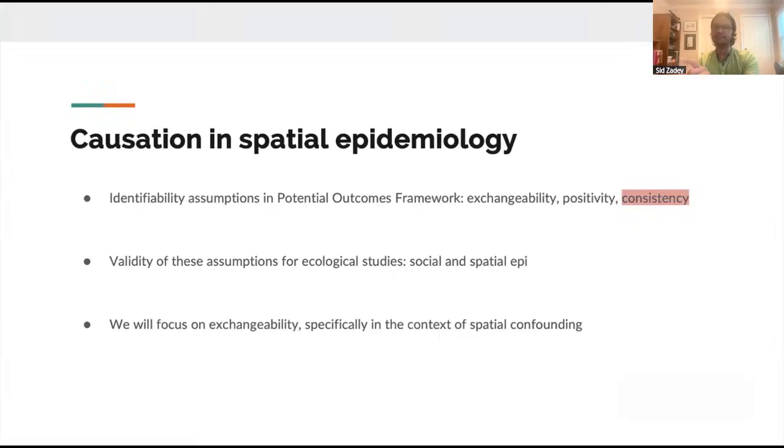Also, I cannot see the chat box, so if at any point there are questions, I will need help to navigate. You know, Sid, if the questions come by, but I think it's okay. You can go ahead. Okay.